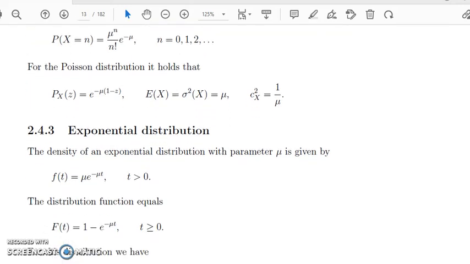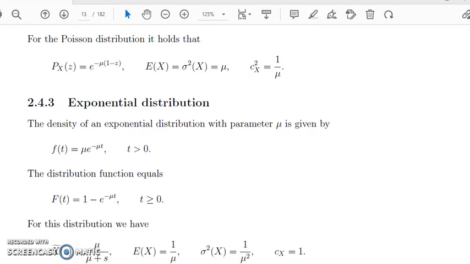For the Poisson distribution, it holds that the probability generating function is equal to e raised to the power minus mu times (1 minus z). The expected value of X for the Poisson distribution is equal to the variance sigma squared of X, which is equal to the mean, and the coefficient of variation is 1 over mu.